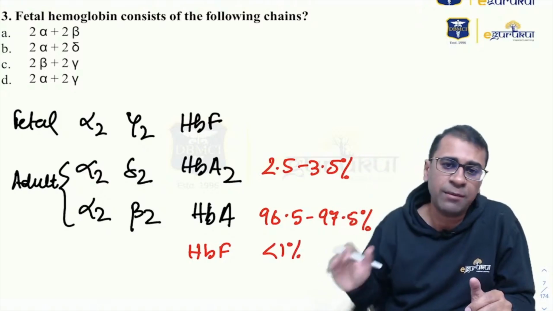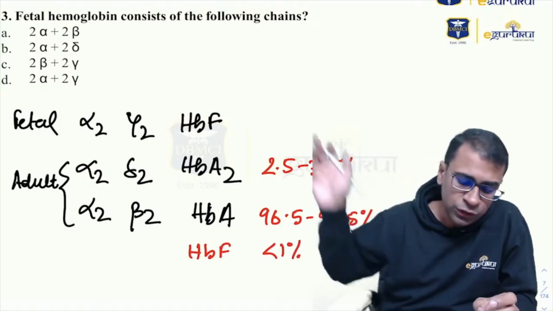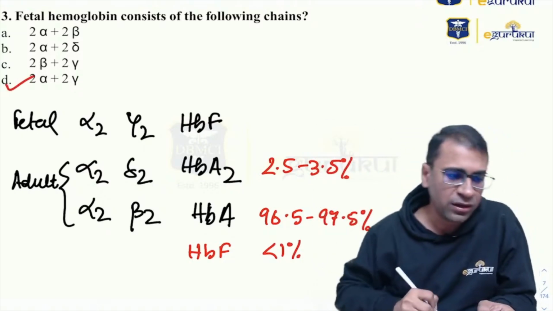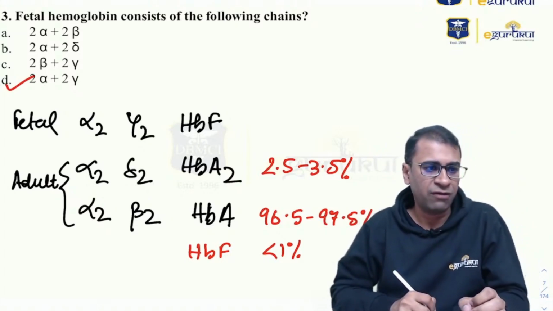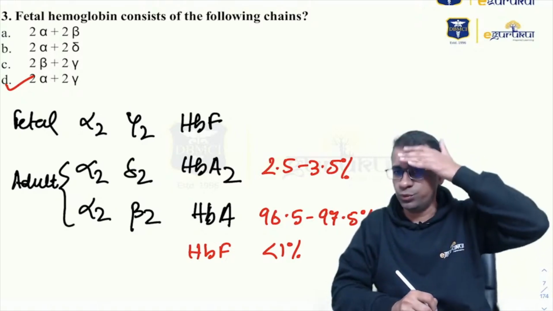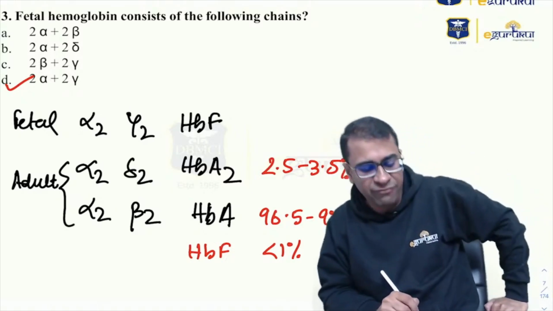Now these three again become a very frequently asked question. So fetal hemoglobin is what? Alpha 2 and gamma 2. Okay, they are alpha 2 and they are gamma 2. These two again become very, very important questions.